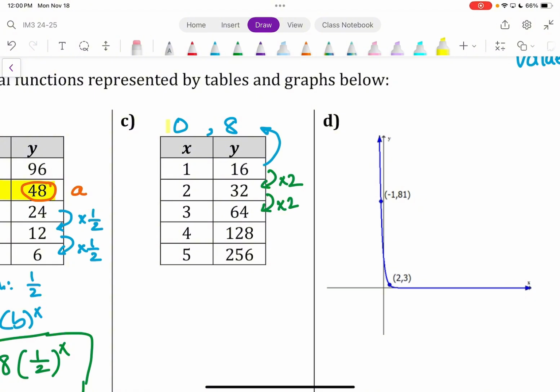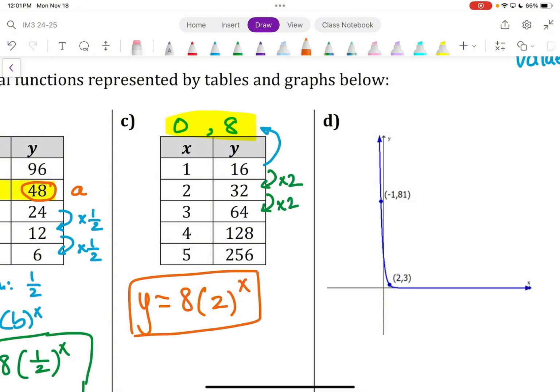This is your a value. It's 8. So when we write the equation, we get y equals 8 times 2 to the x, giving us our solution.